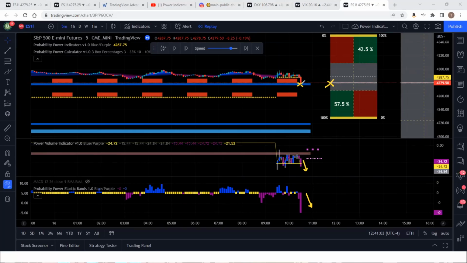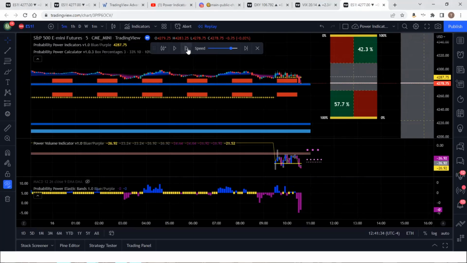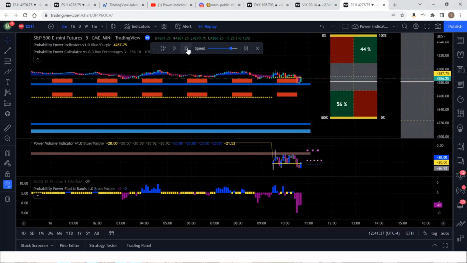We're at a support level, but we don't have the indication from the volume indicator or the elastic bands to take a long. And we're also not in the green zone on the probability calculator. We have a 57% chance of a long and a 42% chance of a short, but that's not a real strong indication. So this is not where you should take the trade. So let me advance this again. This is a 5-minute chart.